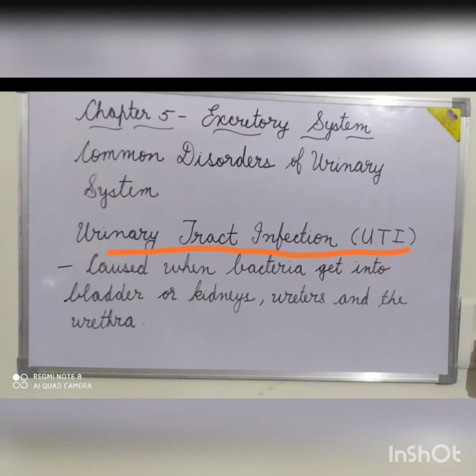UTI is caused when bacteria get into the urinary bladder or the kidneys, ureters and the urethra. It is very common in children. However, people of any age can get infected by UTIs.